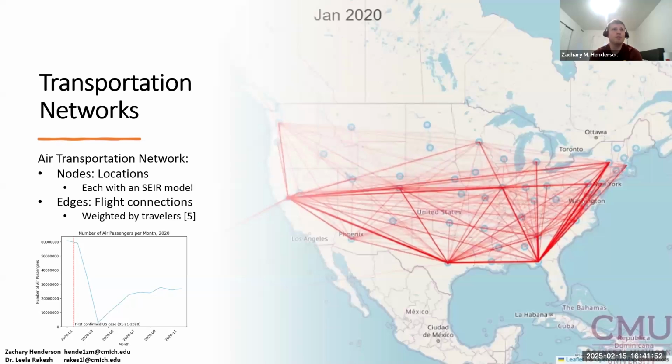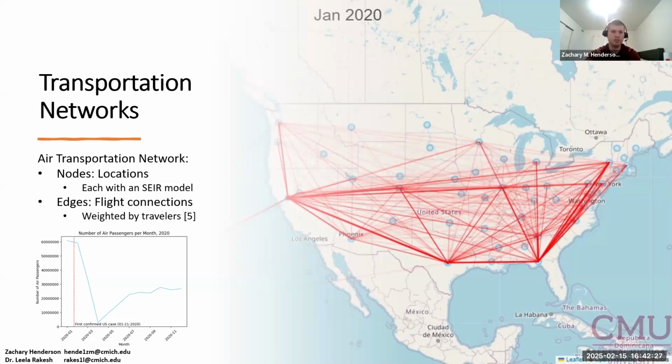So how we're going to do this is we're going to start to consider transportation networks. A network, if you're more into pure math, is the same thing as a graph. And the idea is that we take a look at the air transportation network. That's got the nicest data that we could find. In the air transportation network, the nodes are going to be the locations. In this case, we're considering our locations as the United States states. So we're going to have 50 nodes. Each one of those nodes has its own SEIR model associated with it. And then the edges are going to be flight connections where the edge weights are going to be given by passenger data or traveler data.